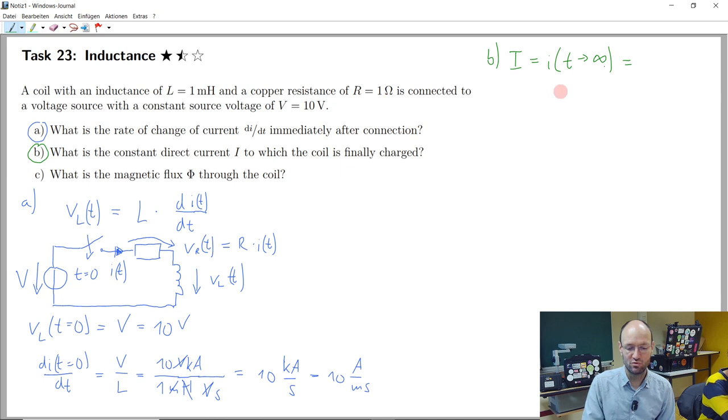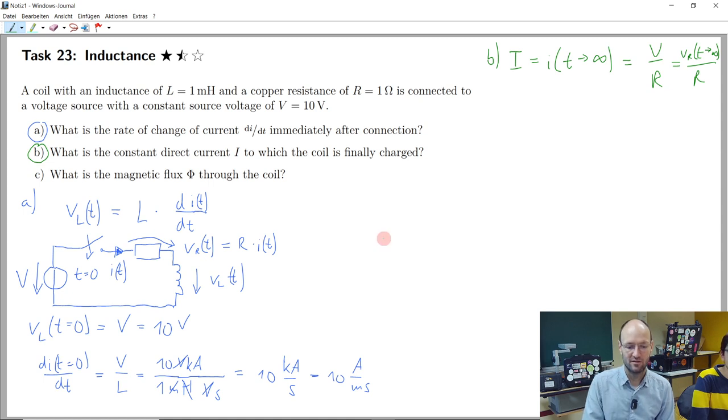It's just the current that we get due to the resistance. So it's just the voltage divided by resistance. And so the question is, here I have already used V for the source voltage. Why do we also use the source voltage here in this case? It's the voltage drop that we will have across the resistor for a long time. So I could also say this is the voltage across the resistor if t goes to infinity. But why is this the case?